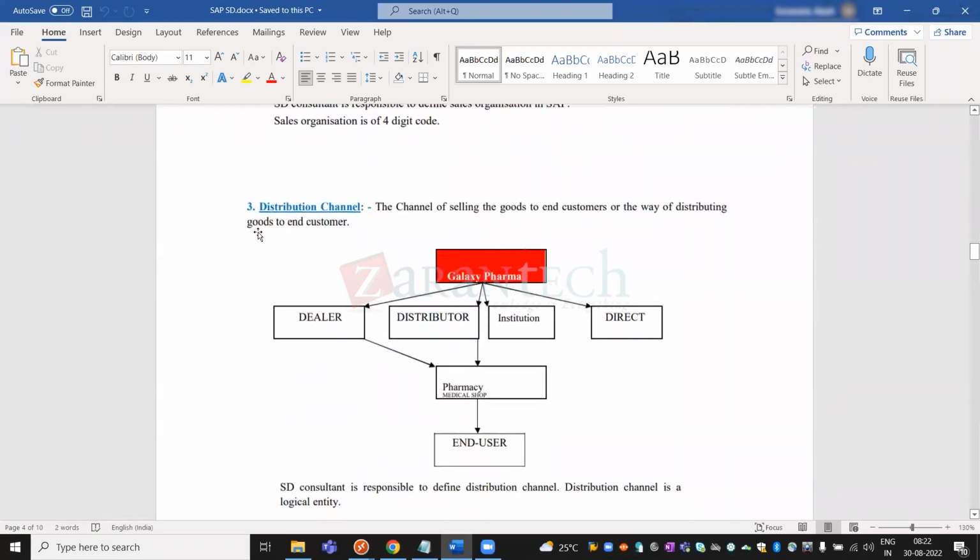Now distribution channel. Can you tell me about distribution channel? Yeah, that is when it is reaching the end customer through a distributor, basically.